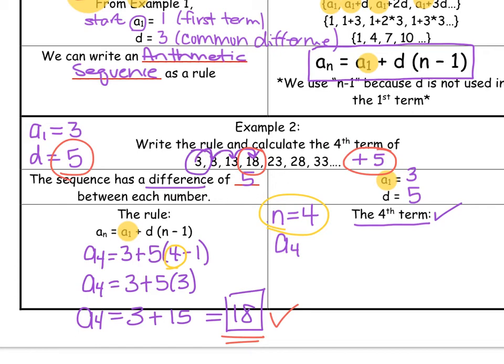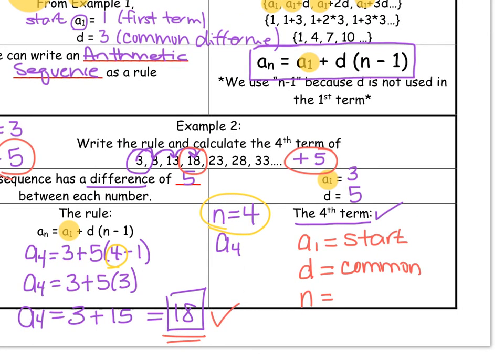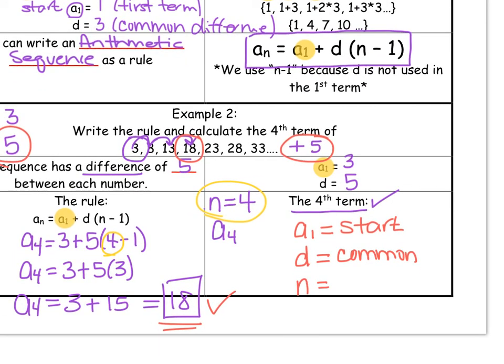So the takeaway from this: when you're looking at a sequence, you want to know 3 things. You want to know what your start is, you want to know what your common difference is, and you want to know what term number you're looking for. This is the start, this is the common difference, and this is the term number that we're looking for.